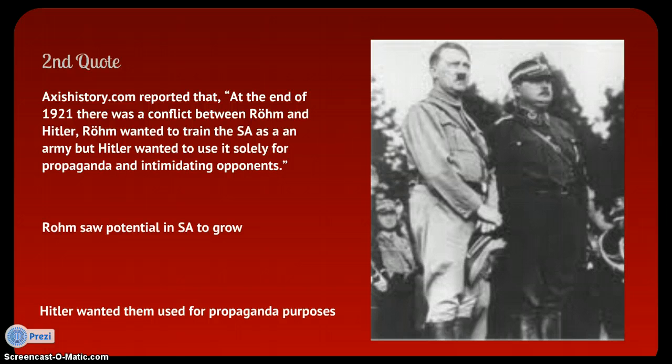The Treaty of Versailles left the German army at 100,000, with the SA surpassing it by a lot. But Hitler only wanted them used for propaganda purposes, as it was created to protect him in his campaign and disrupt his opponents'.